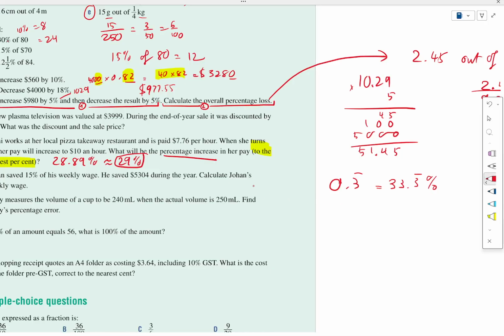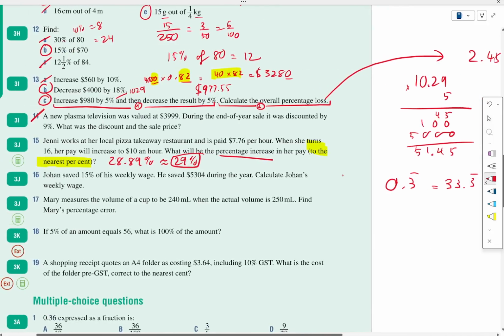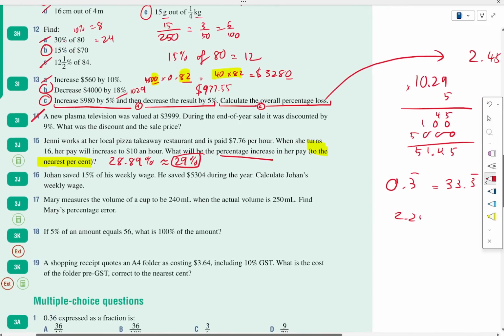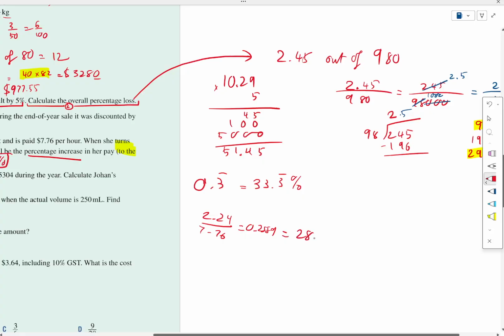So what you did before was most likely 10 minus 7.76, which is 2.24. So you did 2.24 divided by 7.76. Now this number by itself is going to get you 0.2889 as a decimal number. And then this would turn into 28.89 as a percentage. And then you approximate this to the nearest percent, which is 29%.